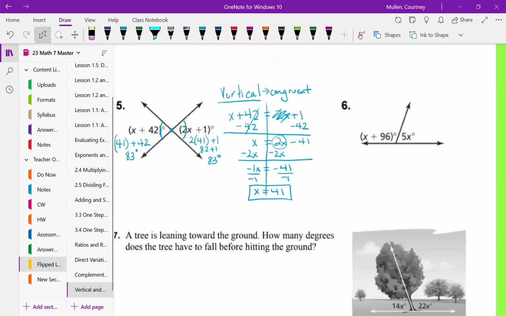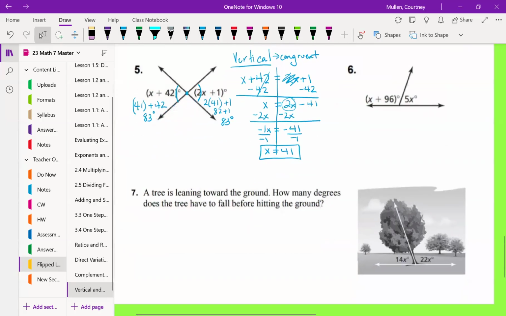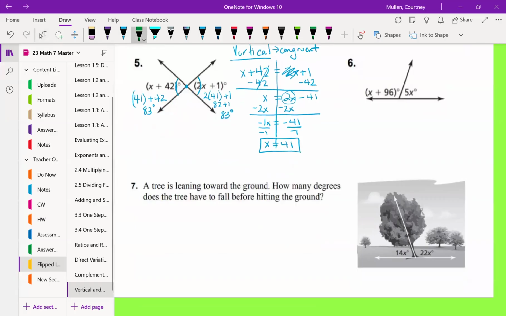Take a look at number 6. What classification would you give number 6? Does it have more than one classification? See if you can write and solve an equation to find the value of x here. Good job.